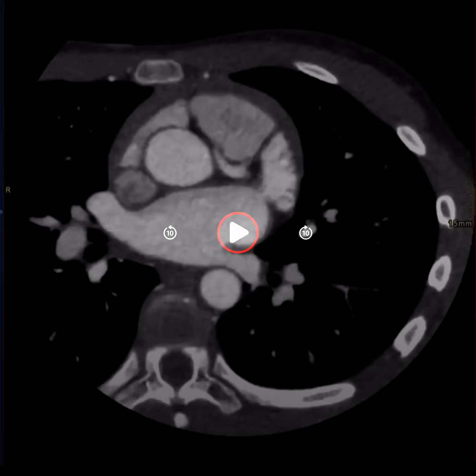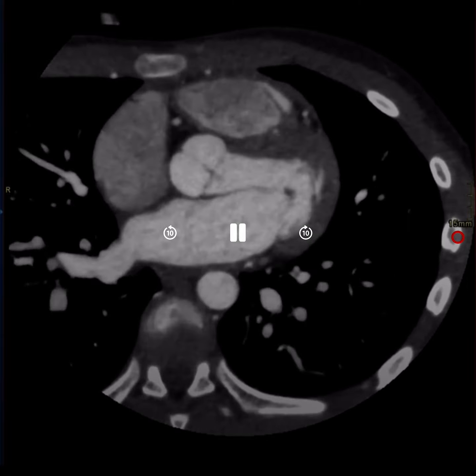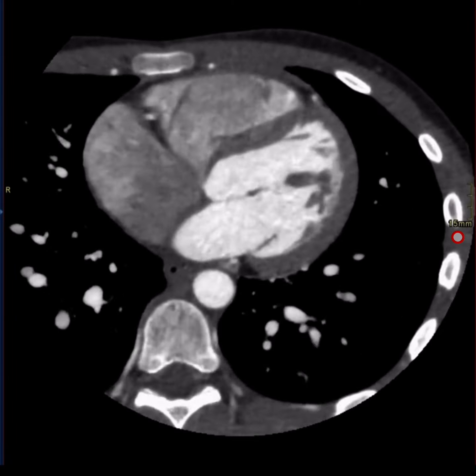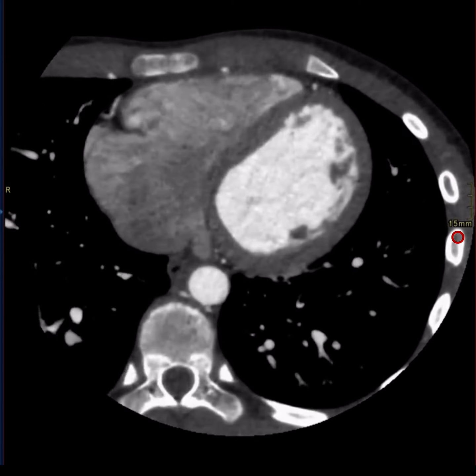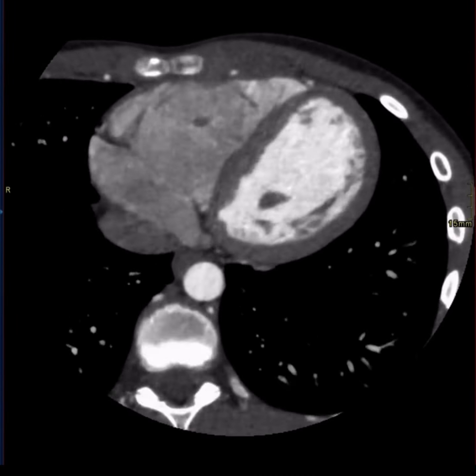Okay, so here's the CT scan of a 20-year-old who got into ventricular fibrillation during a soccer match. And this is an ECG-gated CT of the coronary arteries. Just go through it and see if you can find an abnormality that can explain the ventricular fibrillation in this young individual.